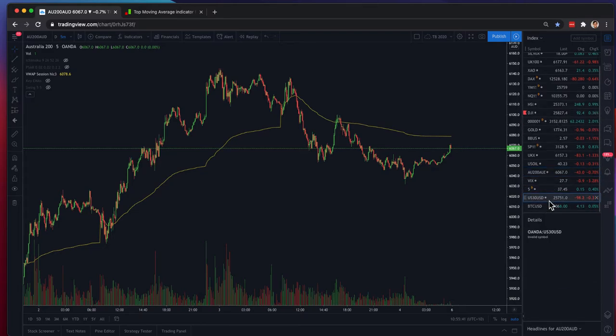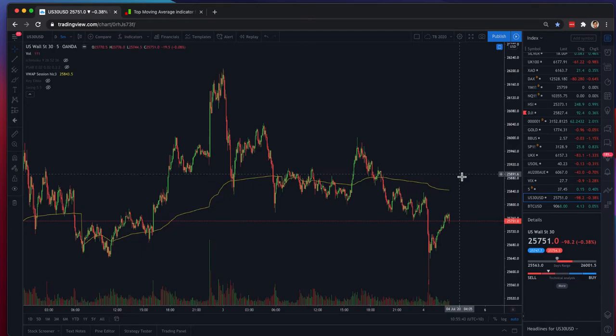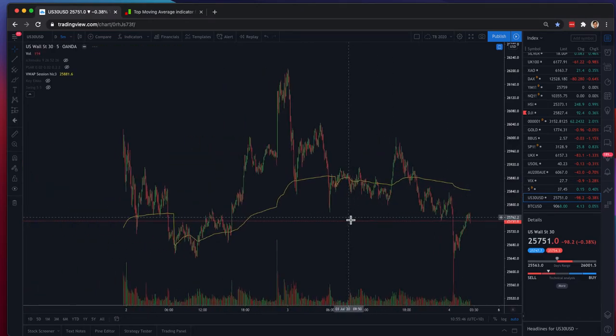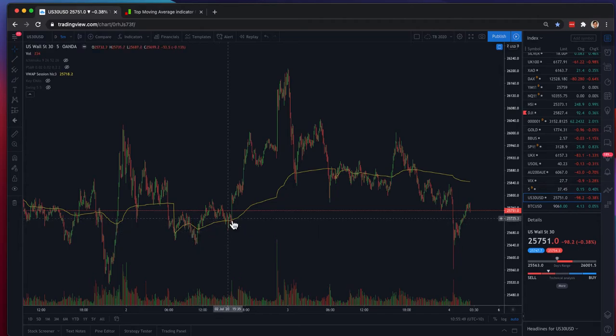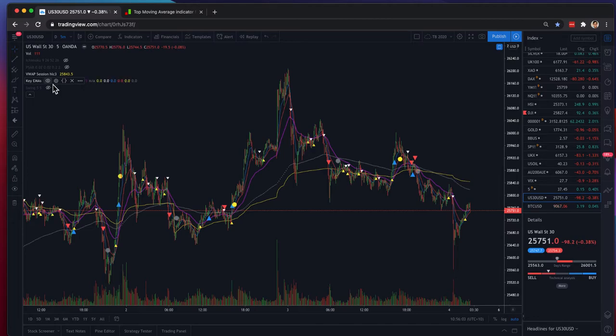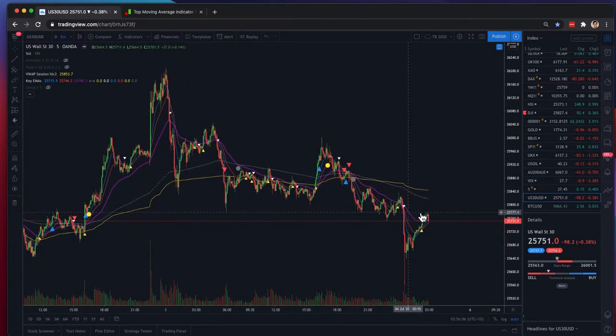Let's try the United States. Again, it always seems to try and find support on that VWAP line. You would use these with the key EMAs, and you would use them to gauge whether or not it's in a bad downtrend. If the 200 EMA is below the average price, that's very much a downtrend.